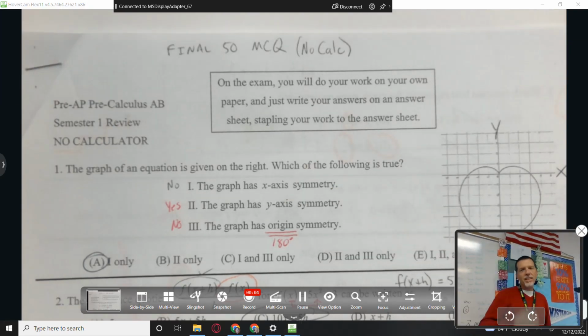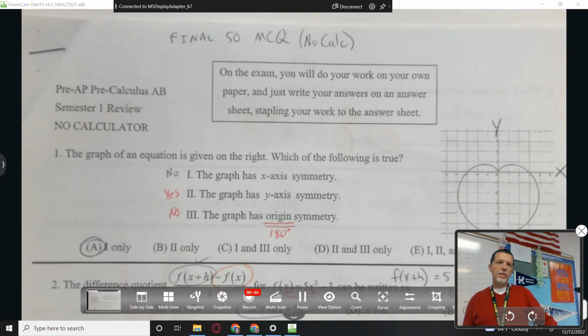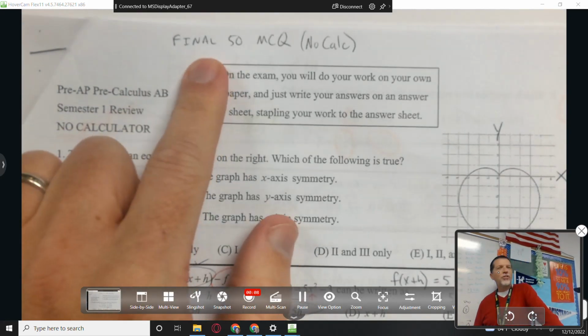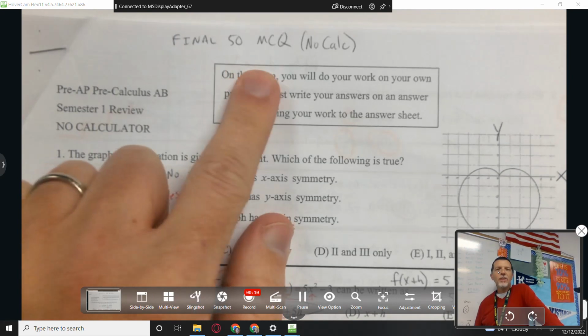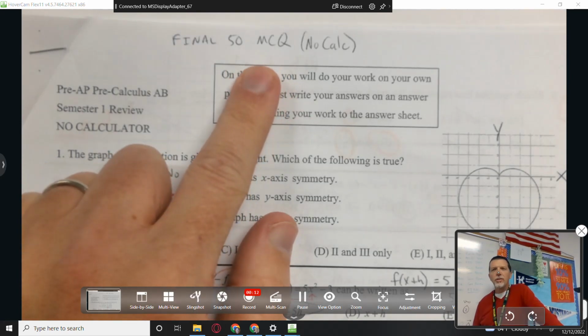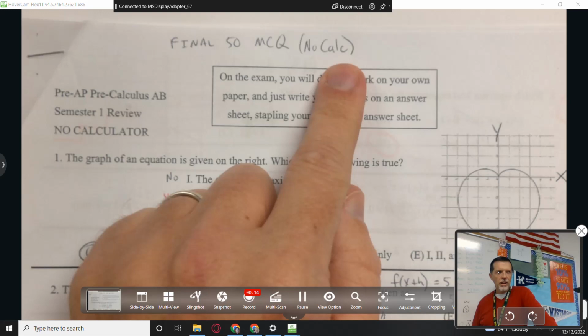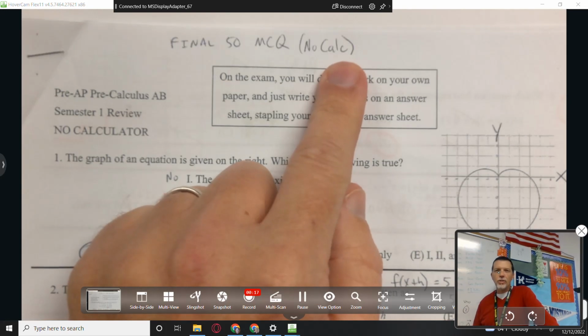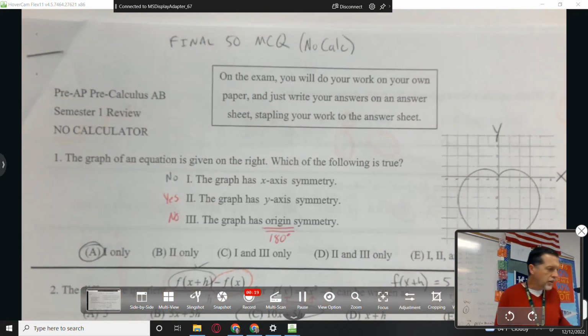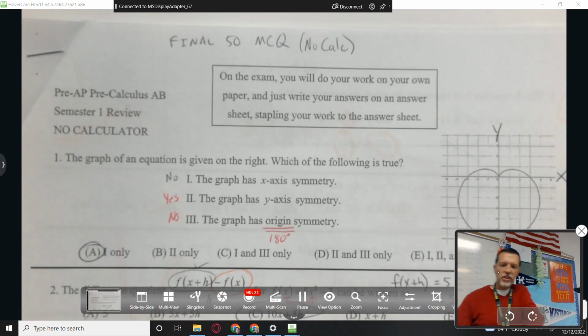Alright, so let's look at the review. Reminder that the final is 50 multiple choice questions, just like the review. All no calculator, just like the review. So the review is a very, very good approximation of the final.